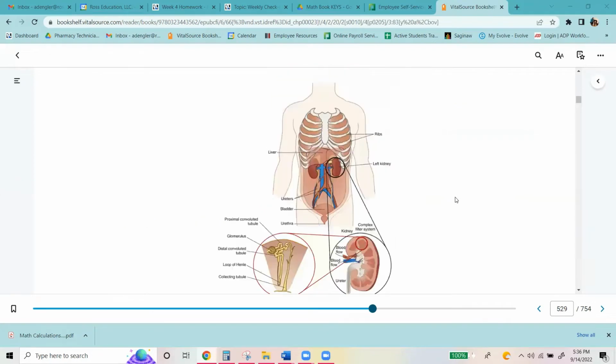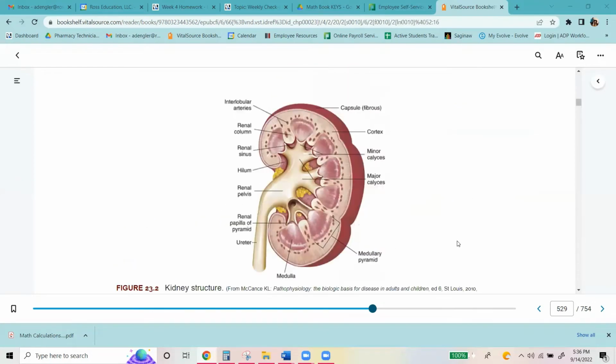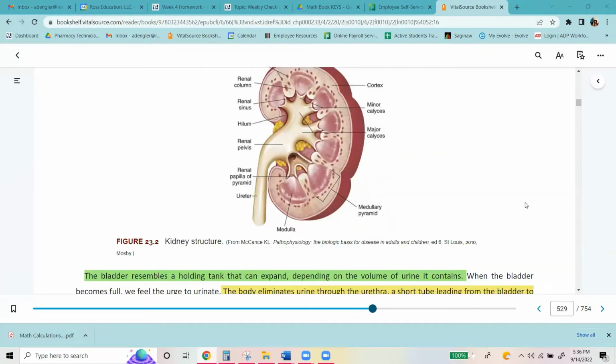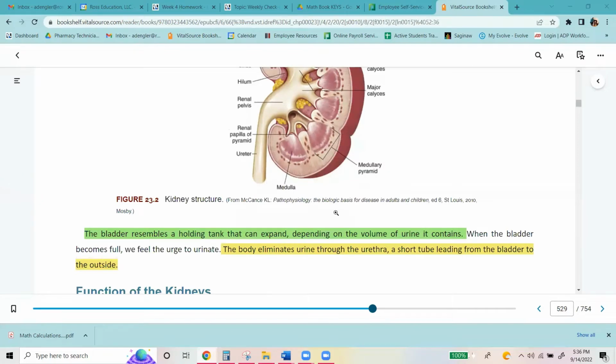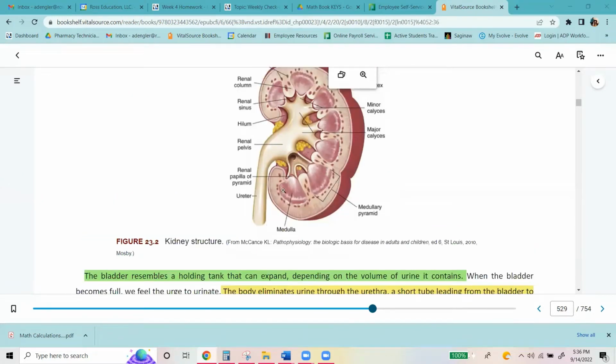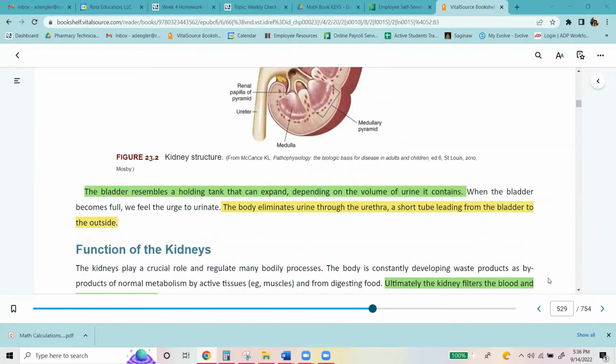Figure 23.1 is the anatomy of the urinary tract and nephrons, and figure 23.2 is the structure of the kidney. So you can see here is the ureter. The bladder resembles a holding tank that can expand depending on the volume of urine it contains. When it becomes full, we feel the urge to urinate. The body eliminates urine through the urethra, a short tube leading from the bladder to the outside.